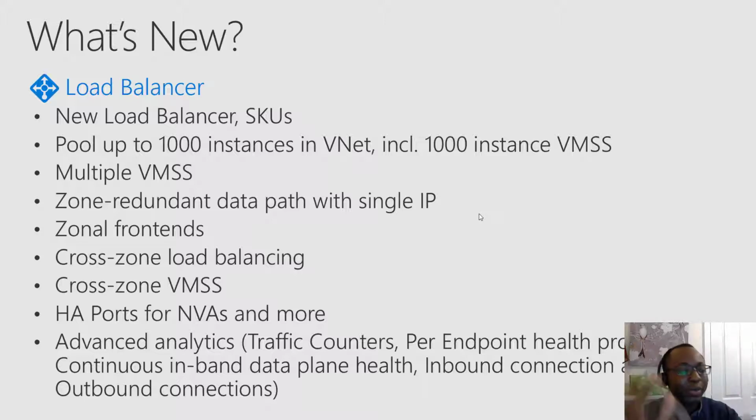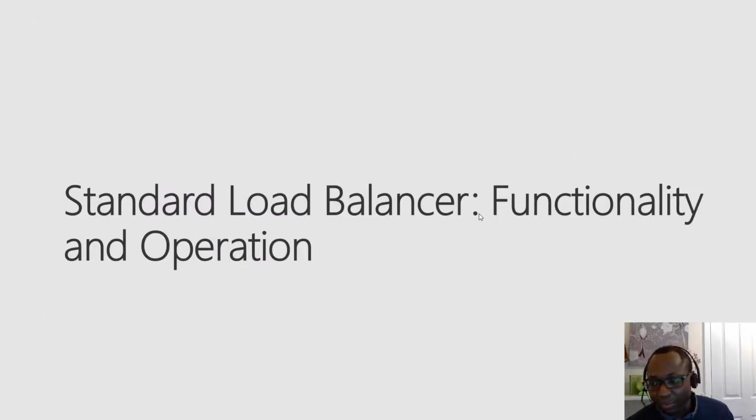In other words, you have your standard load balancer, you have your services across different zones, and you don't need to be worried about, what if this data center were to fail? What happens to my standard load balancer? It's redundant across all the different zones. So it's zone redundant itself with its data path. We have zonal front end. So if you wanted to, you could also put a standard load balancer within a zone, to give it a zonal front end. We have cross-zone load balancing. We have HA ports for NVAs, like we mentioned. Then we have advanced analytics, the type that we didn't have before with the old one. We'll get into some of this. So let's move on a bit now.